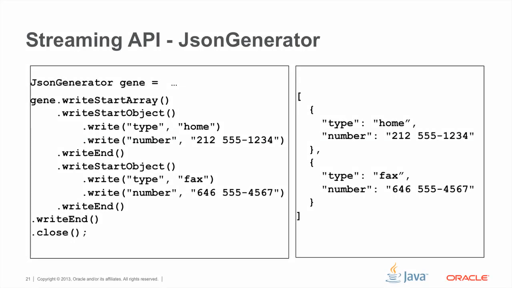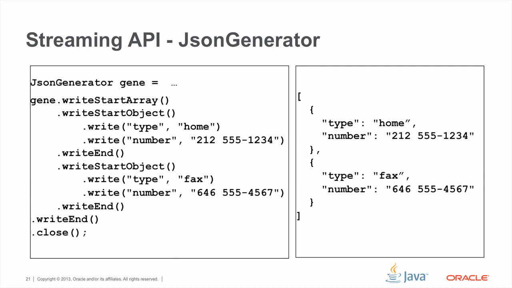So for example, take a look at one example. On the right-hand side, the JSON being produced could be coded as on the left-hand side. Since the right-hand side is basically an array structure, you first start the array, and the array contains two objects. So you write start object and end object and write the necessary name value pairs. Similarly, you write the second object and write the necessary name value pairs. And all these things are primarily done in a streaming fashion.